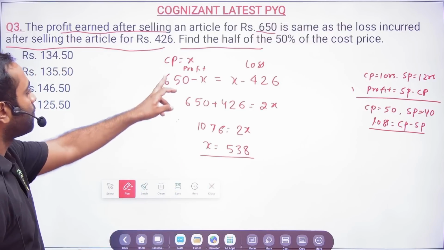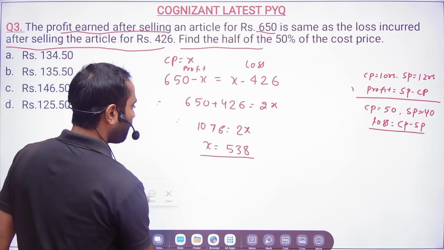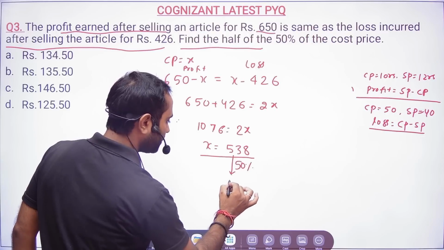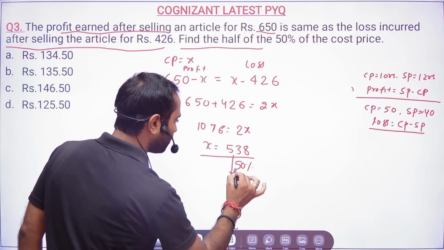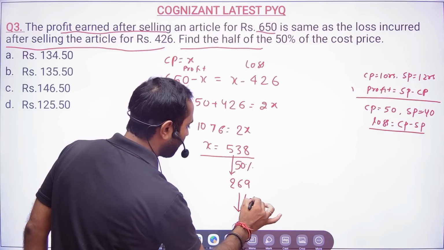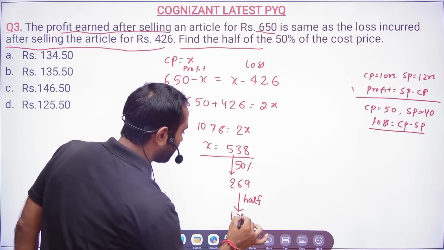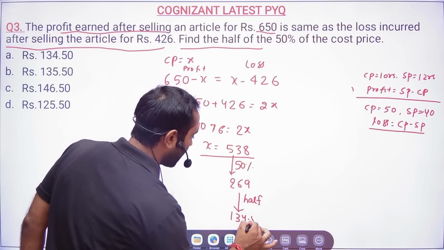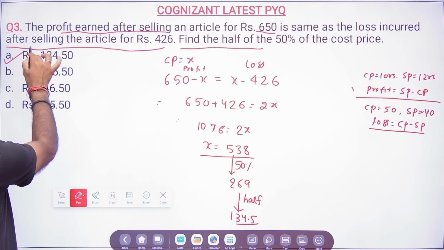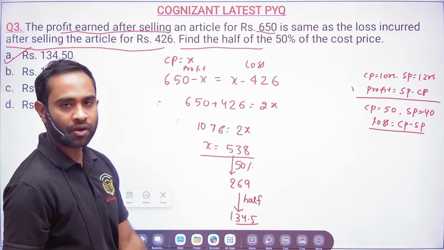Now they are asking you to find half of the 50% of the cost price. Now 50% will be what? Sir, 50% will be nothing but half of this. That means 269. And then they are asking again half of 50%. Half of this will be what? So 134.5. Option A becomes the correct answer.